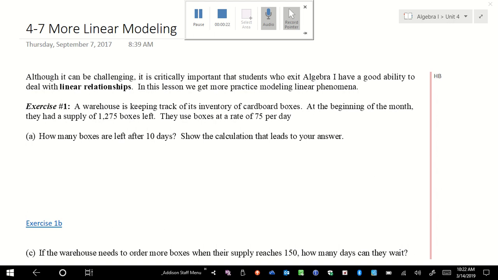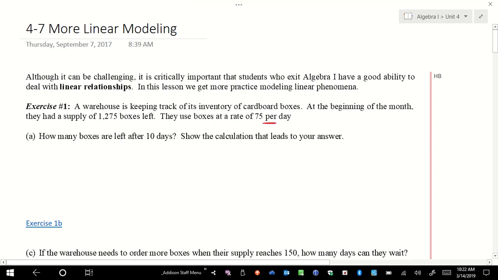So our first one is we have a warehouse. It's keeping track of its inventory of cardboard boxes. At the beginning of the month, they had a supply of 1,275 boxes left. They use boxes at a rate of 75 per day. How many boxes are left after 10 days? Show the calculations that lead to your answer. Try it real quick.